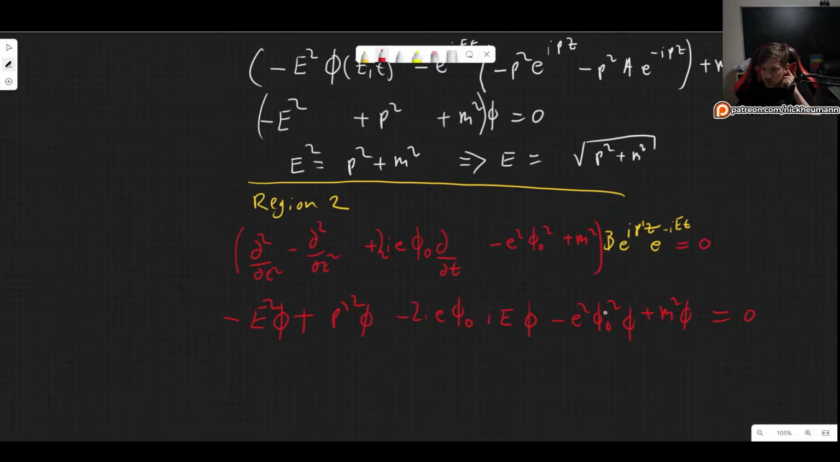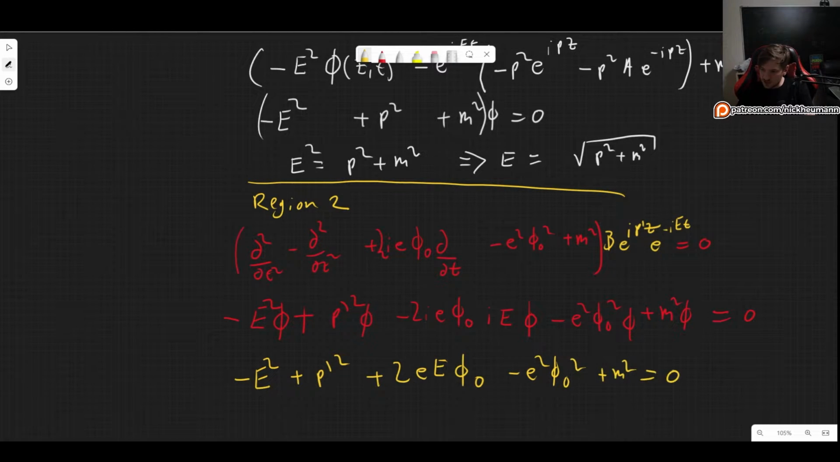Again, we can factor out phi, and if we want this entire thing to be 0, either phi is 0, in which case we don't have anything in the second region and we don't have any physics, or everything else is 0. So in that more interesting case, we have that minus e squared plus p prime squared, and then we have plus, right, this i squared will cancel out the minus sign, 2e phi 0 minus e squared phi 0 squared plus m squared is equal to 0.